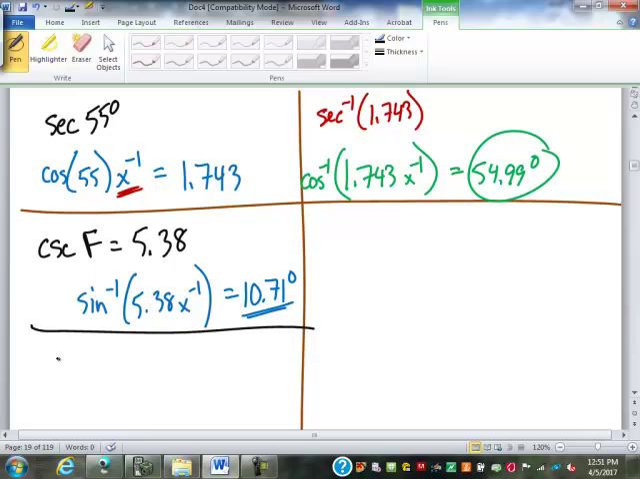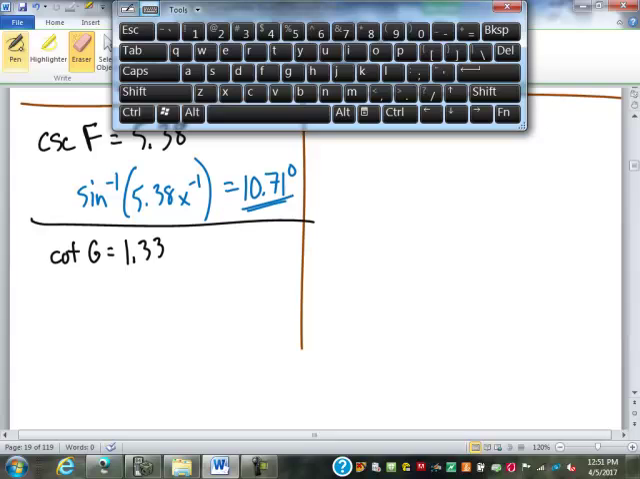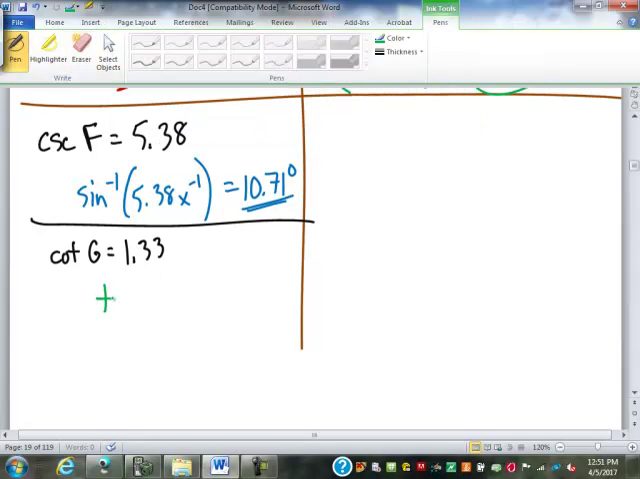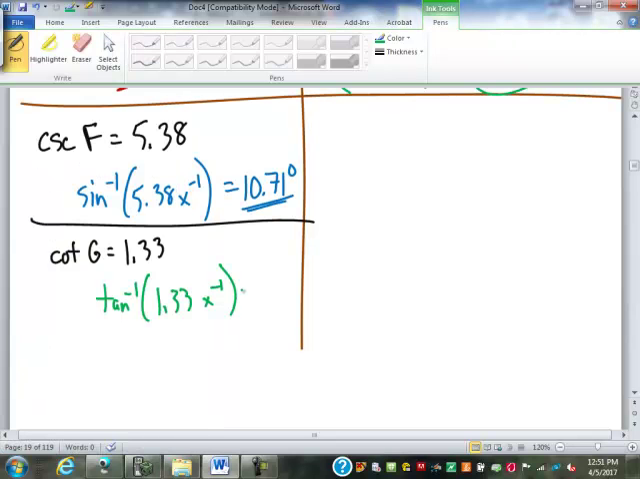Or if I tell you that the cotangent of angle G equals 1.33, how do I find angle G? Well, it's going to be the inverse, not cotangent, the inverse tangent, of 1.33 with the reciprocal inside. 36.94 degrees.